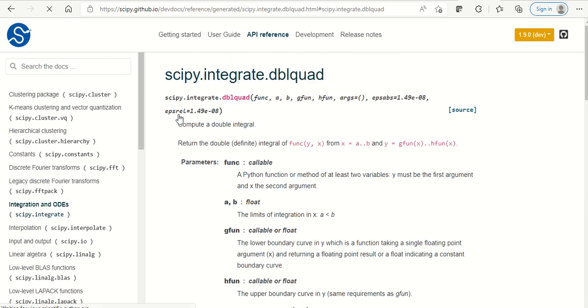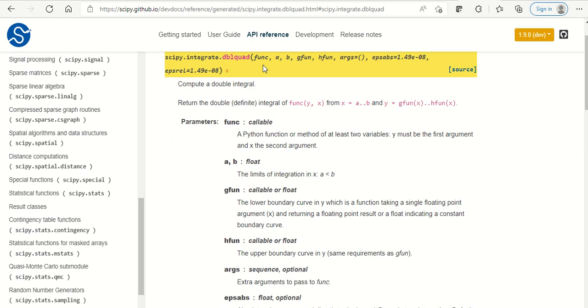For example, if you look at dblquad, it takes the function definition, a, b, g function and h function. This is going to treat the variable limits as well. Whenever we write a double integral, the outer limits are constants. The inner limits can be functional, in the form of a function. So it is more generic. And see the convergence bound set by the software, 10 raised to the power minus 8.